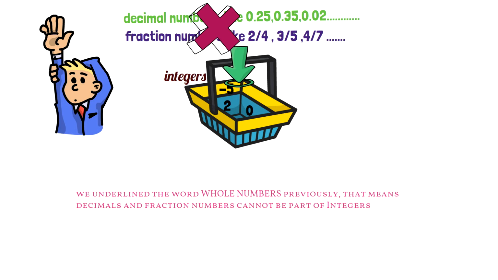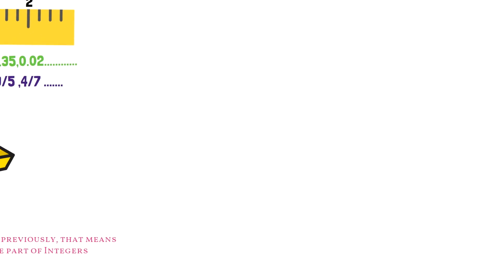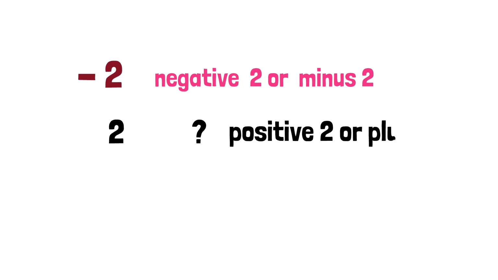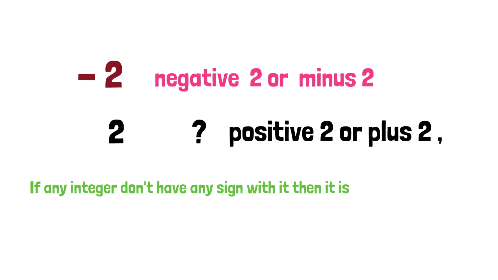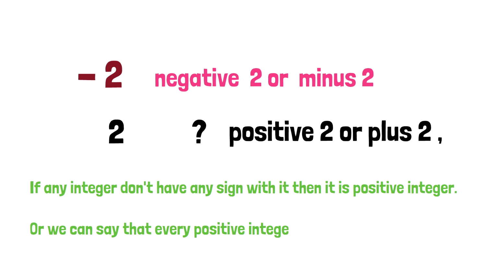I want to add one more thing in this context. Let's take minus 2. What do we call it? Actually, it is a negative 2 or we can say minus 2. But if it is only 2, then what do we call this? Actually, it is a positive 2 or we can say plus 2. That means if an integer doesn't have any sign with it, then it is a positive integer, or we can say that every positive integer has an invisible plus sign with it.